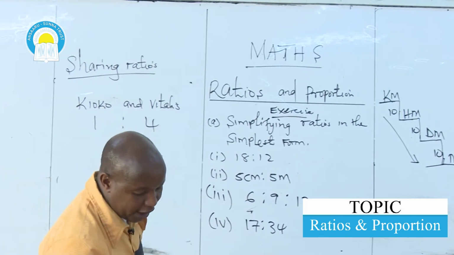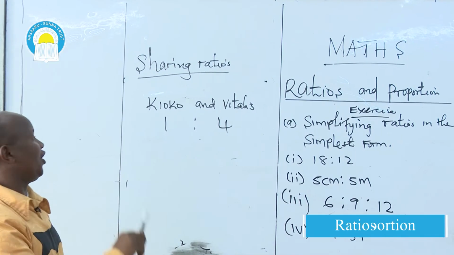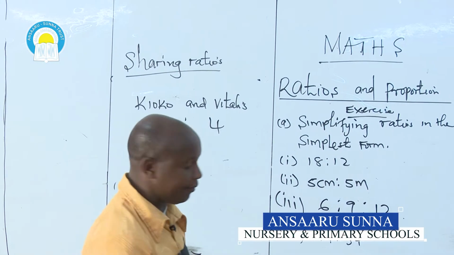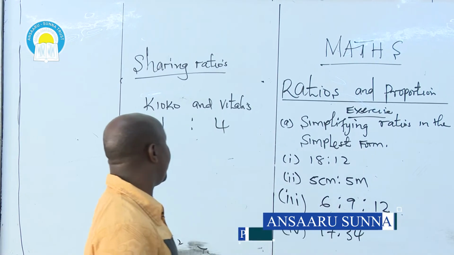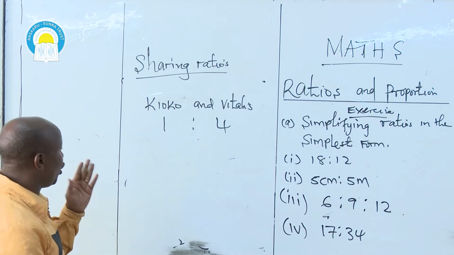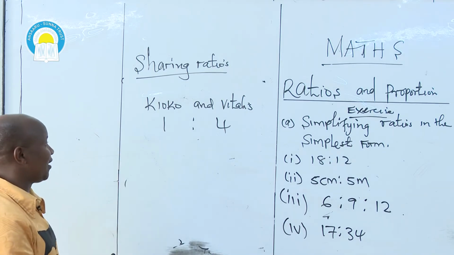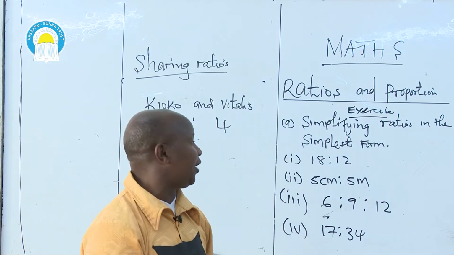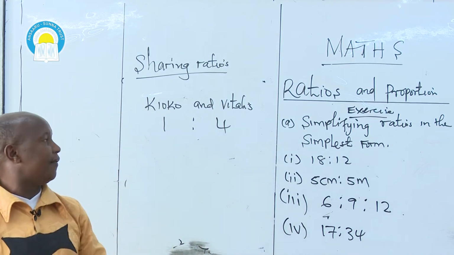Question A. What fraction of money did each get? Understand the question before you work it out. I'm sharing money in the ratio 1:4. And what fraction did Kioko get? And what fraction did Vitalis get? When you are sharing in a ratio, it's always first to understand which part of the fraction is for Kioko and which part of the fraction is for Vitalis.